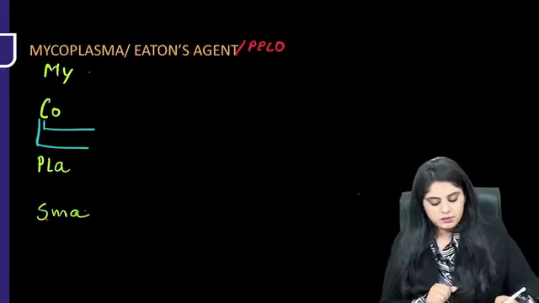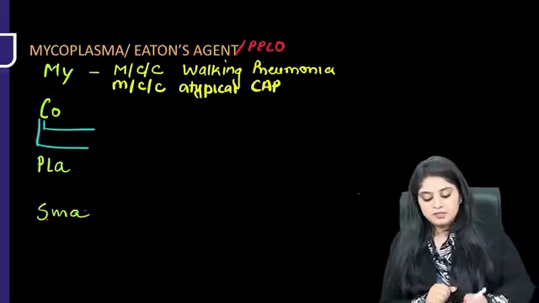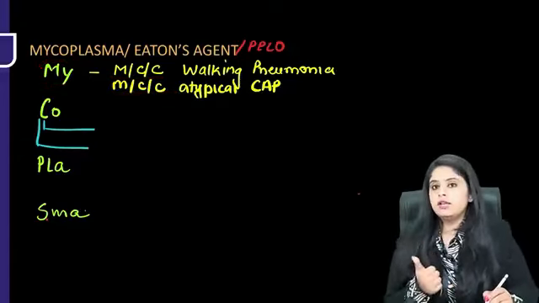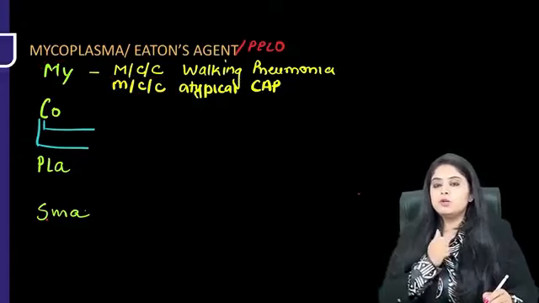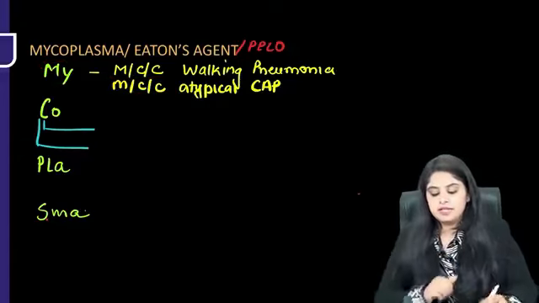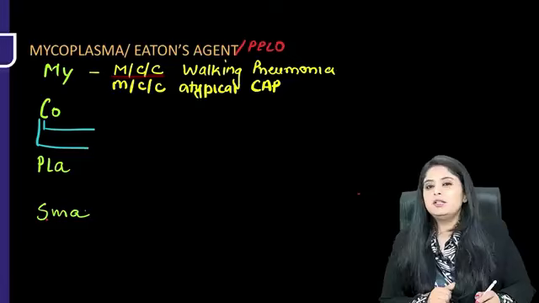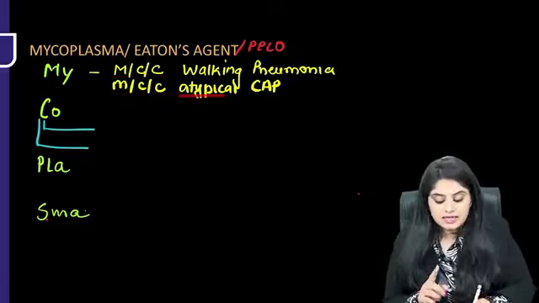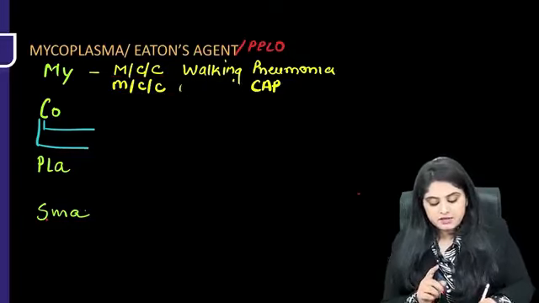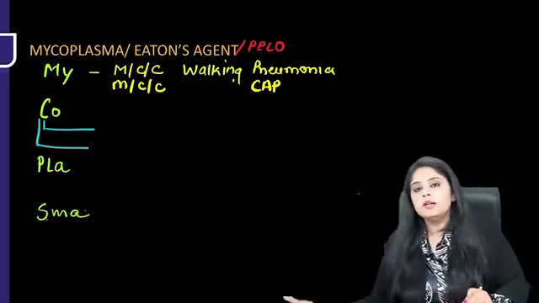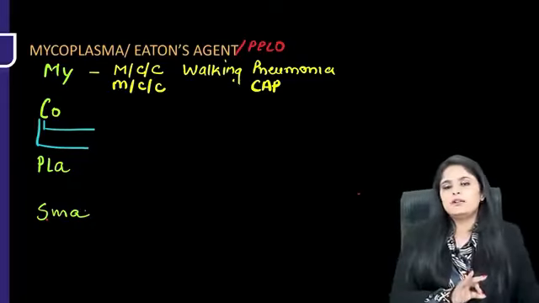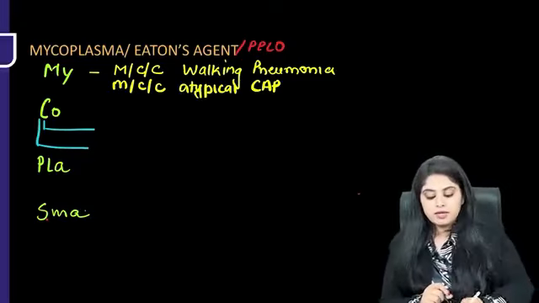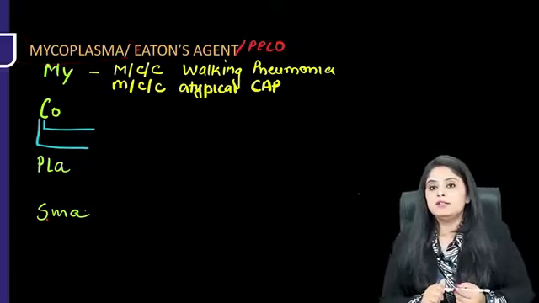So let me start. What is it about mycoplasma? Ma'am, this is the most common cause of two things. The most common cause of walking pneumonia. Walking pneumonia means the patient is going to walk into your OPD himself. He's not bedridden or in the ICU. Walking pneumonia, and it's atypical. It is the most common cause of community-acquired pneumonia under the atypical category. See, if they had asked you what is the most common cause of community-acquired pneumonia, I would have thought of the bacteria Streptococcus pneumoniae. But if I ask you the most common cause of atypical community-acquired pneumonia, that is going to be mycoplasma or Eaton's agent.